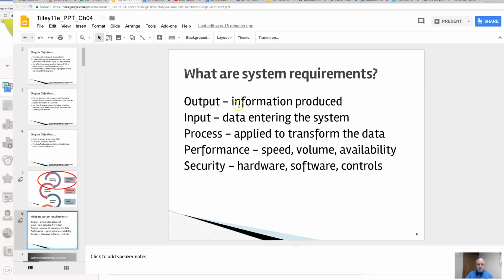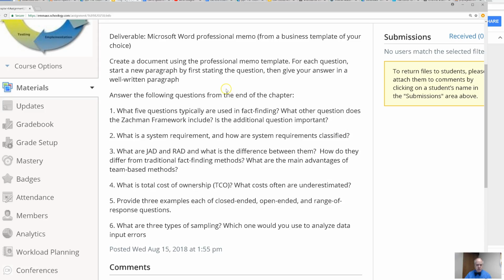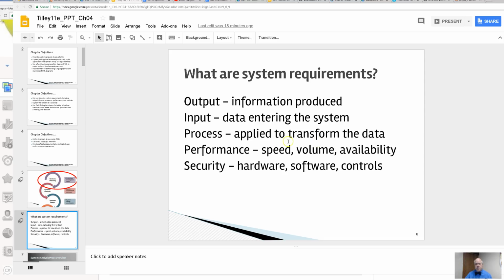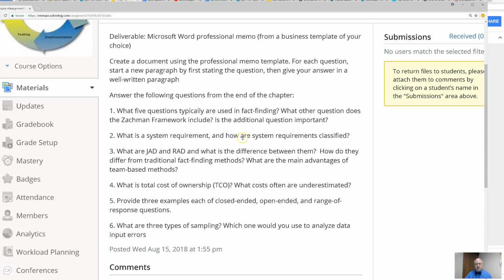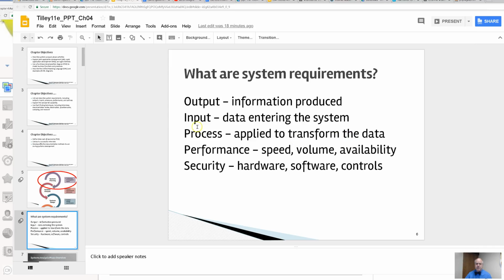So when we think about these questions, what was the question about? What is a system requirement? How are they classified? Those are the classifications, those 5 areas. So that gives you the first half of that question, how are the system requirements classified? Where you have output, what kind of information does your system produce? What information is entering the system, being processed by the system? They use the general term, it's transforming the data.